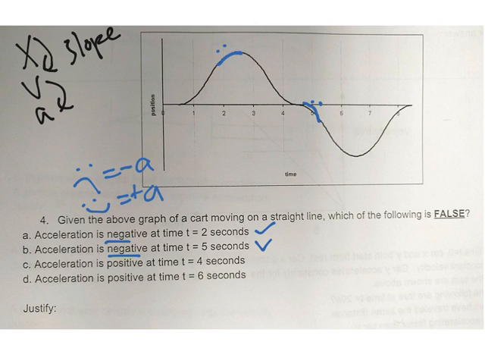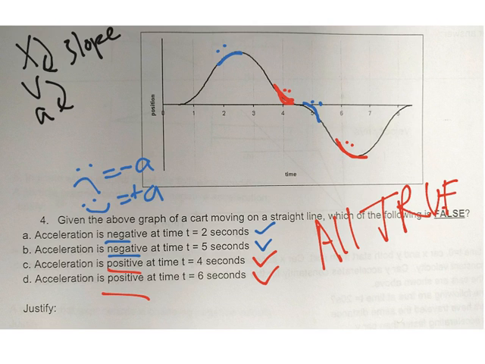Then you can go look at 4. So 4 is a little tricky, but you can kind of see, it's a little happy, not super happy, but that is enough, so it is positive. And then 6, hopefully you can see this is a pretty happy graph right here. This is also positive. So there is no answer, these are all true.